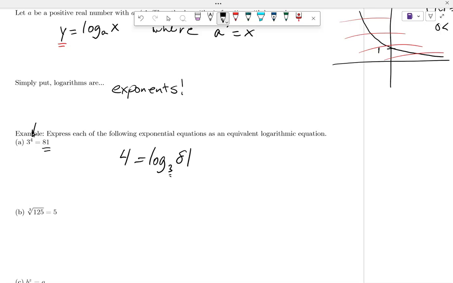This is the input for the exponential. It's the output for the log. And it flips, right? Yeah.